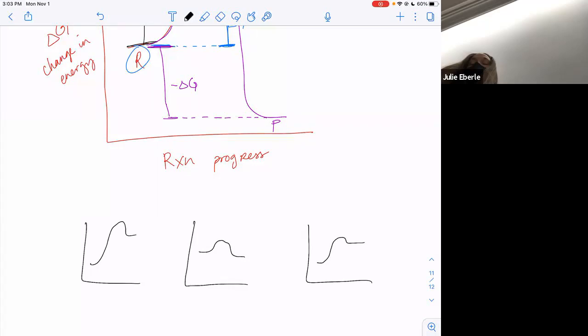So which one would be the fastest? Which hill could you get up the easiest? Okay. This is the fastest one. It's the smallest activation energy. Largest activation energy. And this would be kind of in the middle.